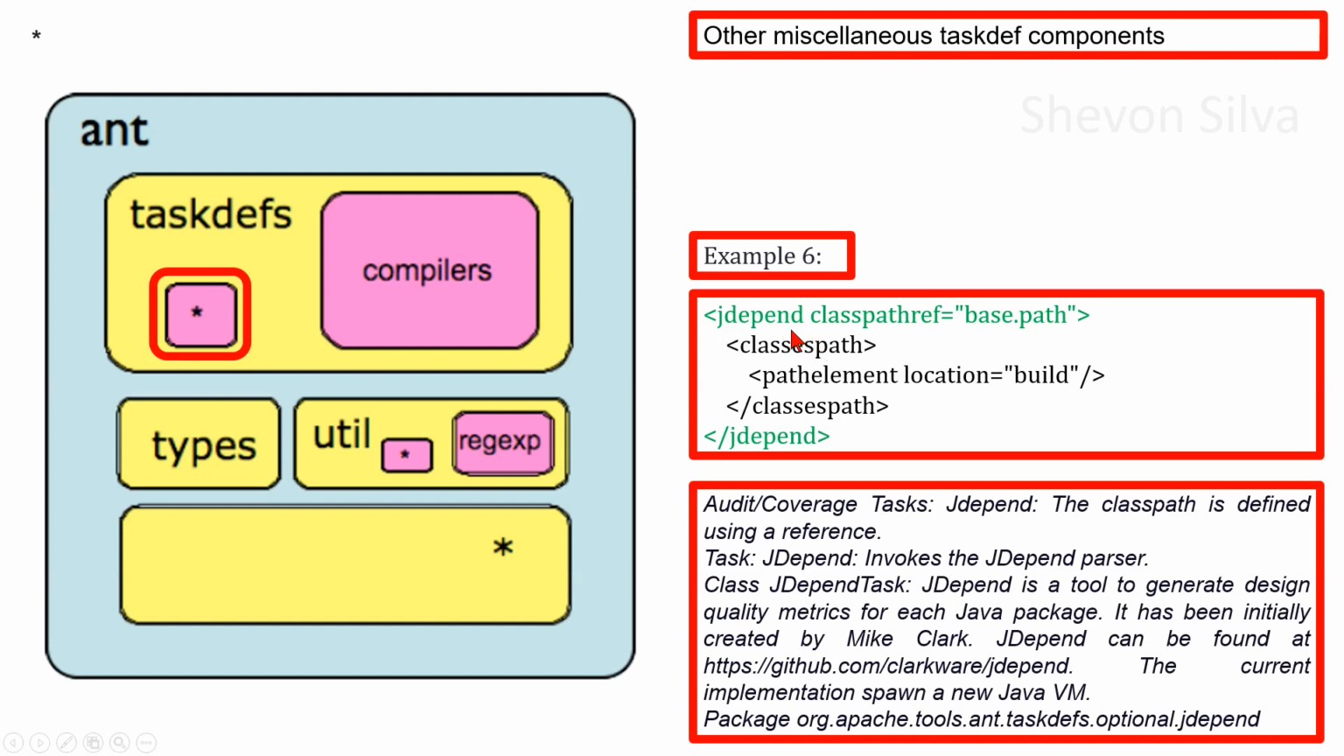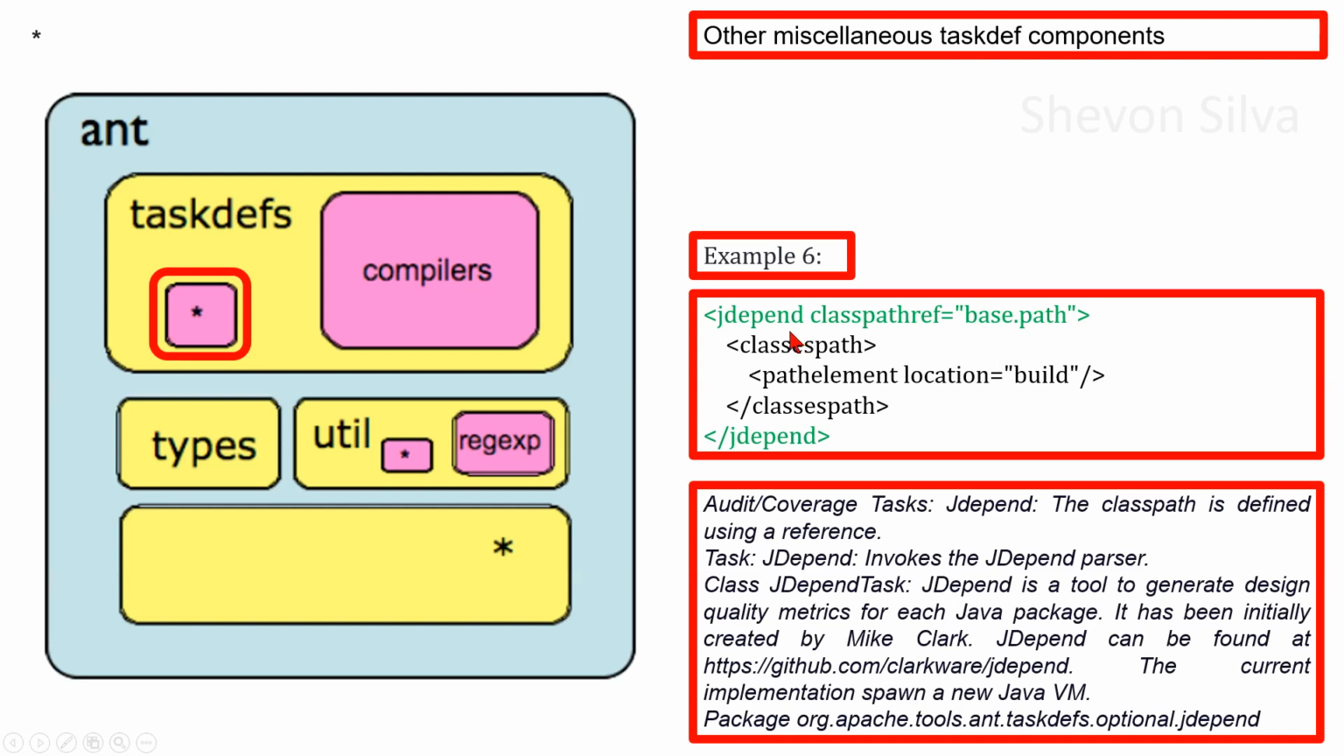JDepend tasks. JDepend is a tool to generate design quality metrics for each Java package. It has been initially created by Mike Clark. JDepend can be found at https://github.com/clarkfare/JDepend. The current implementation spawned a new Java VM. This is in the package org.apache.tools.and.taskdefs.optional.jdepend.